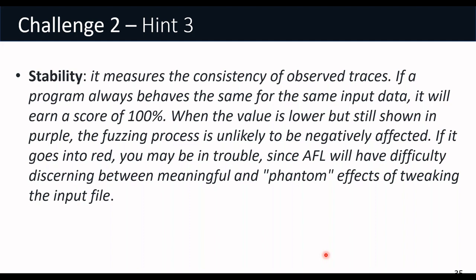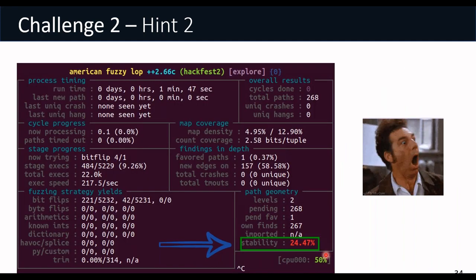Okay, I'll continue answering some questions, so please give me a second. As I have said before, we need a stability score over 90%. So if you are getting a stability below 90%, please look at it. You need to solve it first of all.